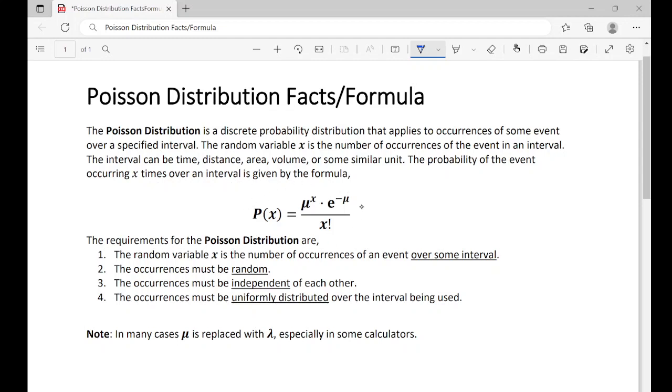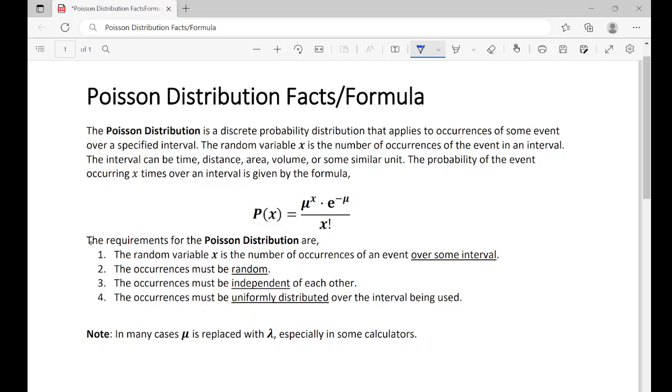This is the Poisson distribution formula, and it's mu raised to the x times e raised to the negative mu, all divided by x factorial. Do not forget that e here is not a letter, e is a number. So make sure to use the approximation for e from the calculator. Mu is the mean, and again, x is the random variable, the specified number that you're going to be looking at.